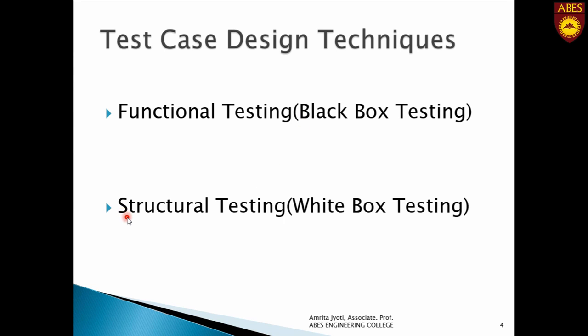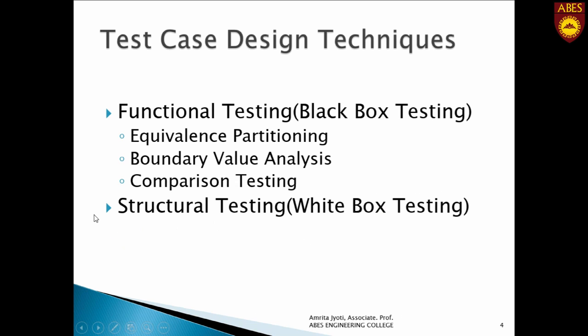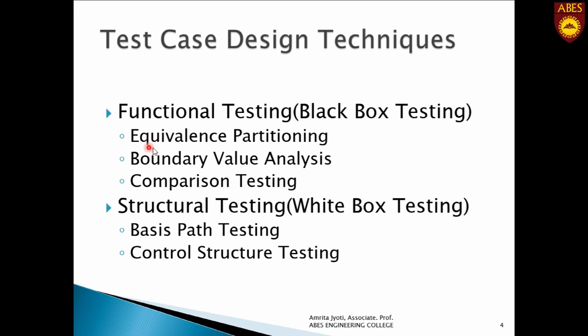And structure testing is a complementary approach to functional testing. There is a need for the internal logic of the program, meaning the test cases are derived on the basis of the internal structure or logic of the program. So in other words, we can say structure testing is white box testing or glass box testing. The types of functional testing are equivalence partitioning, boundary value analysis, and comparison testing. And the types of structure testing are basis path testing and control structure testing.